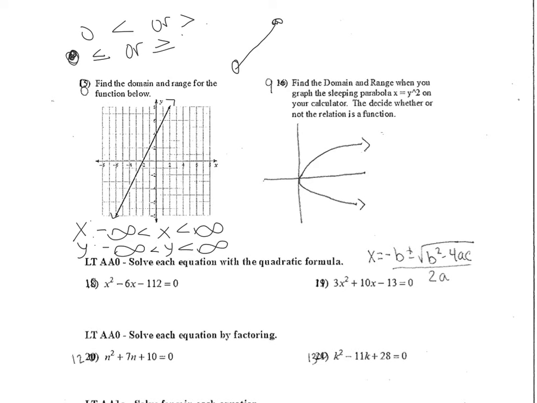In number 9, it's talking about a sleeping parabola. Remember, this is not a function because it doesn't pass the vertical line test. The vertical line test, remember, if a vertical line intersects it more than one time, it's not a function. As far as the domain, the x values have a limit, right? Right here. X must be greater than or equal to 0. Y can be anything.